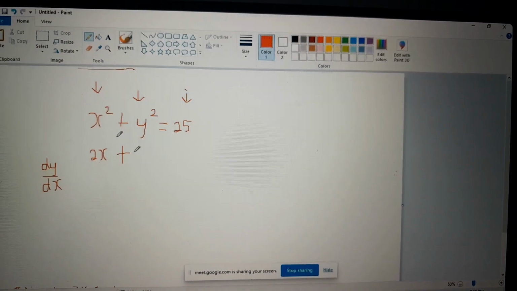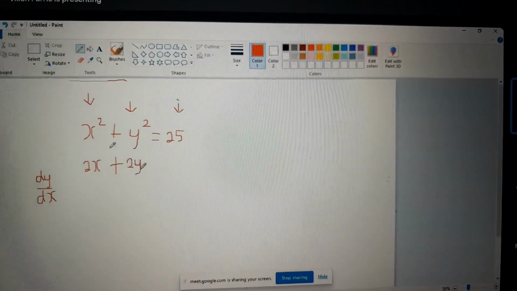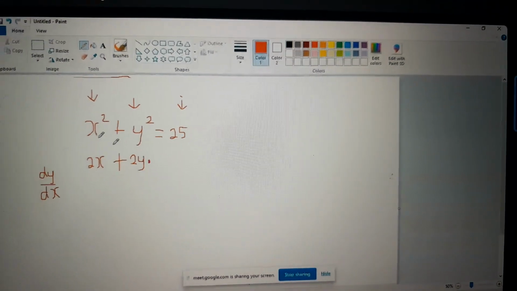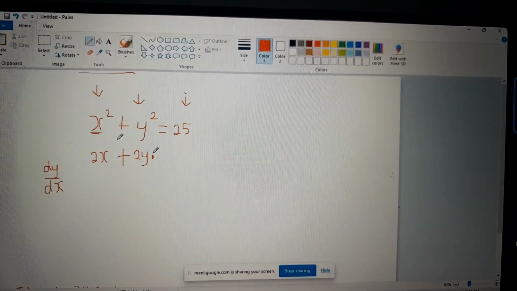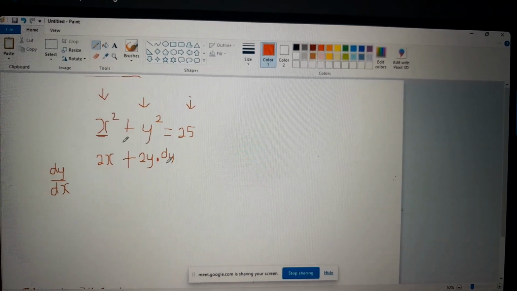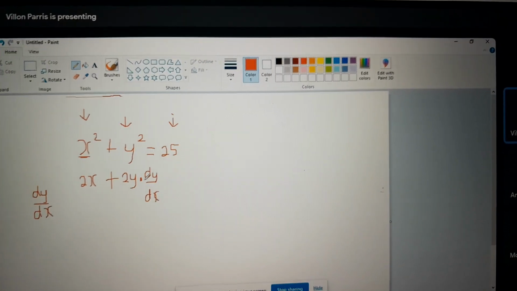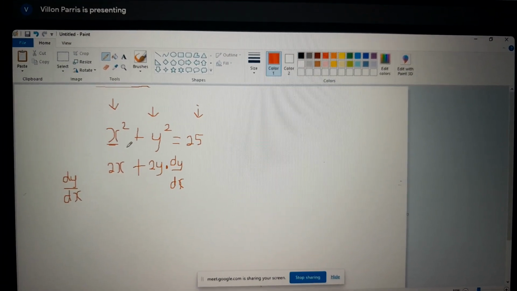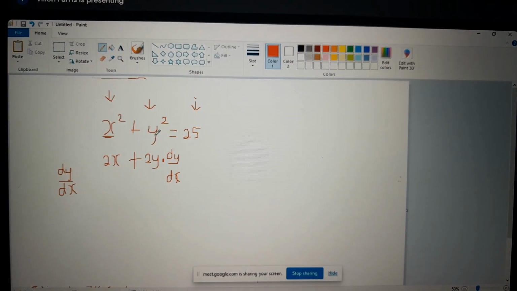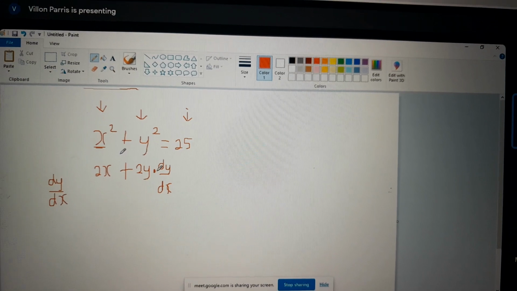We'll get 2y. And anytime we're differentiating anything other than x, we have to put dy/dx. So basically, anytime you see y, you differentiate it, but you put a dy next to it.